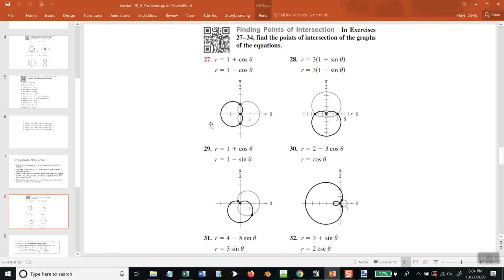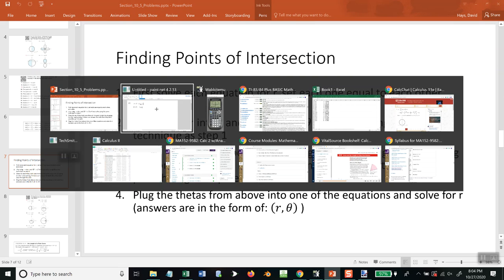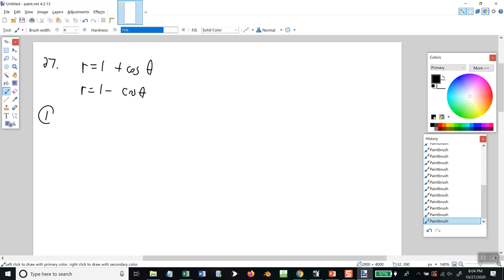Okay, find the points of intersection of those. And we can see it looks like there's 3 of them. Step 1. First solve each equation for r, then set each one equal to each other and solve. So these are already both set equal to r. So I can set them equal to each other. 1 plus cosine theta is equal to 1 minus cosine theta.